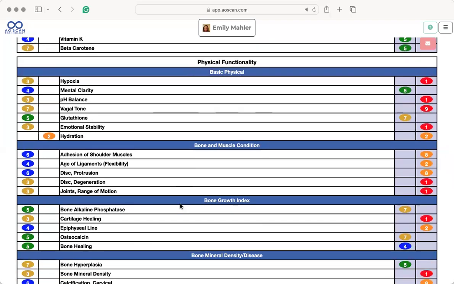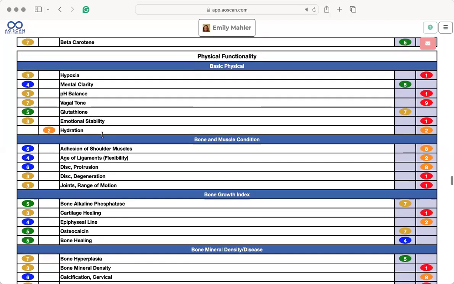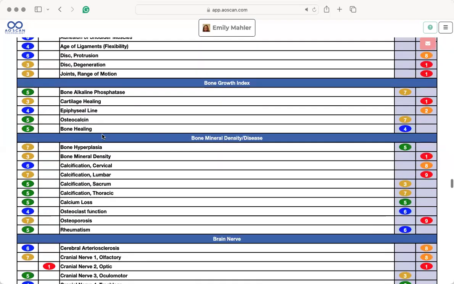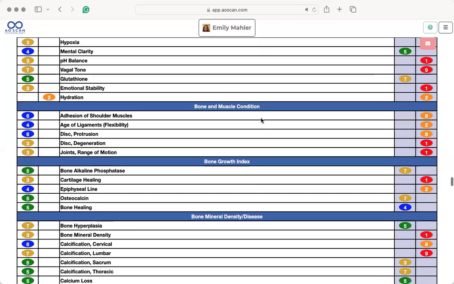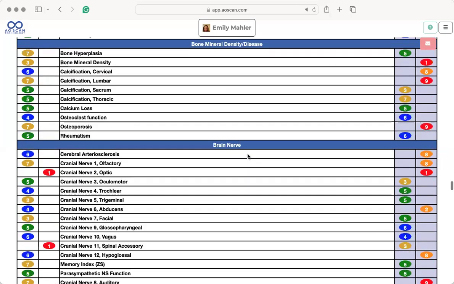Basic physical functionality. There's some basic mental, some hypoxia. I know my circulation needs support. I know my vagus nerve needs some support. I know I need more hydration, all of that kind of stuff. So again, this is all very educational. I have a lot going on with my bones and muscles, and there's some brain nerve stuff going on.